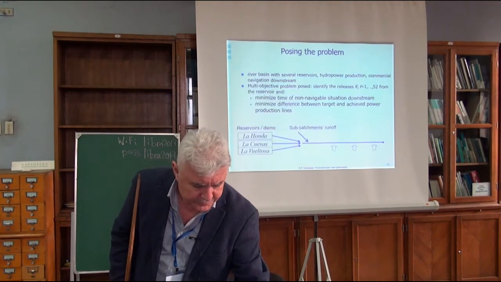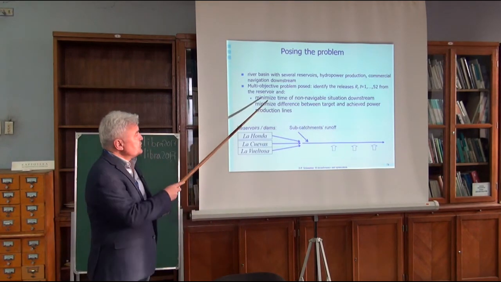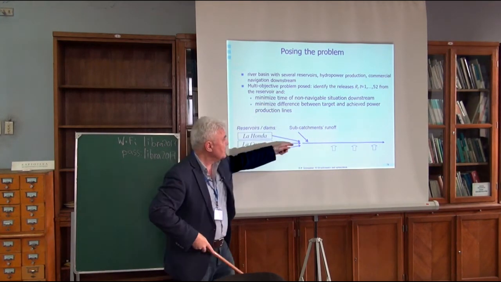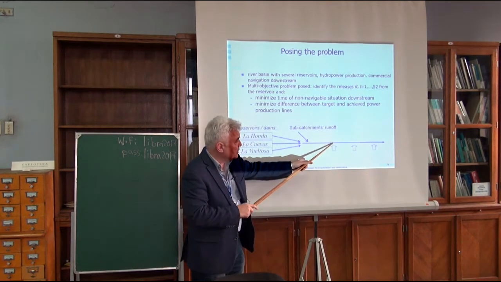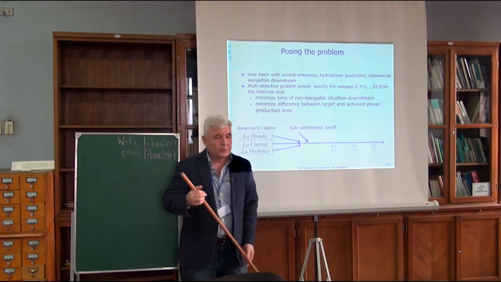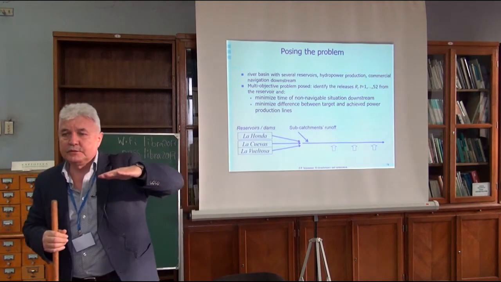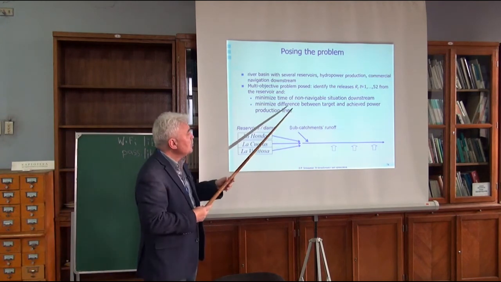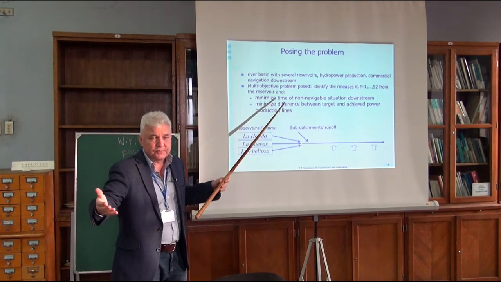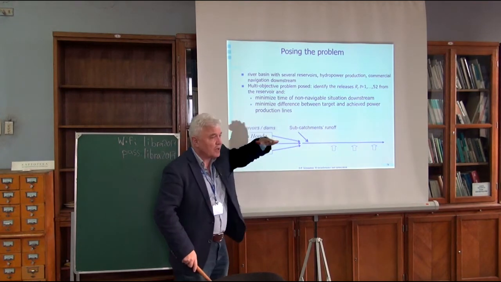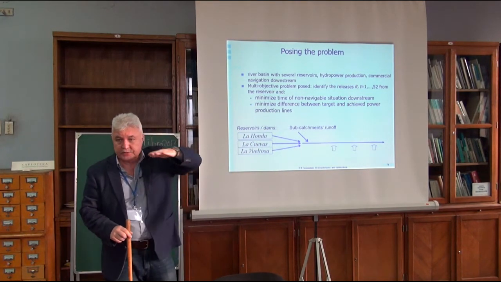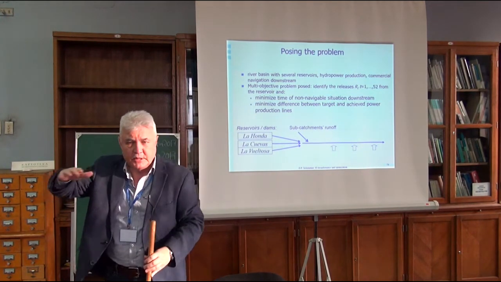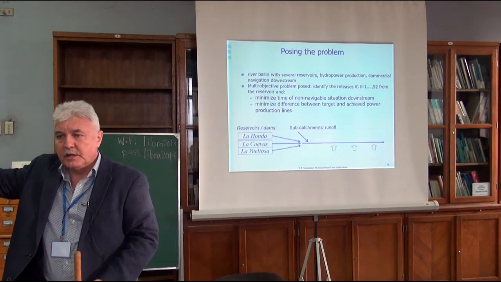hydropower dams in such a way that, first, we minimize the time of non-navigable situation downstream. It's 200 kilometers here. And we measure the water level in the river at 3 points here. And the water level should be for 7 months above 2 meters. Then they say, okay, it's fine. And at the same time, we want to either maximize power generation or to minimize the difference between target and achieved production lines. Because we cannot generate too much power because the grids would not be able to accommodate it. So we want to follow a certain target line in power generation.